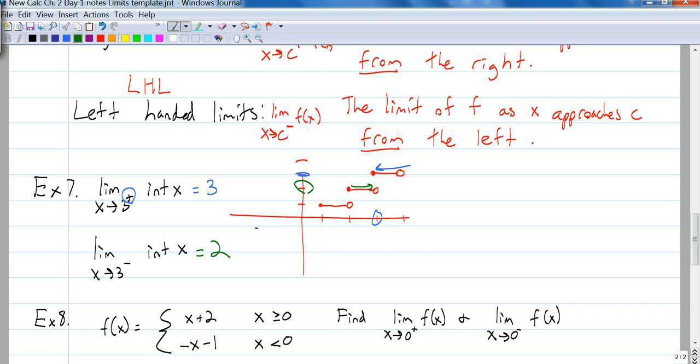Okay? And what that means is, if I asked you what is the limit at 3, you would say there is no limit. So maybe we'll make a mark here.